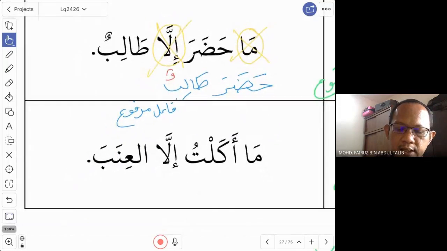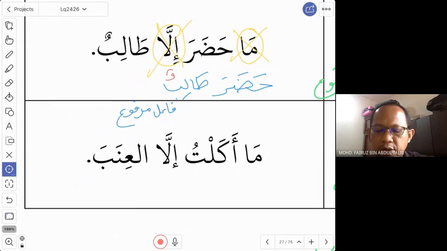The second jumlah is similar. You have ma. This is now manfi. Ma akaltu illa al-inaba. I did not eat except grape. So the meaning of the whole sentence is I did not eat except grape, so it means I only eat grape. The hidden meaning is that other than grape, I don't eat them. Okay, so this is the meaning.